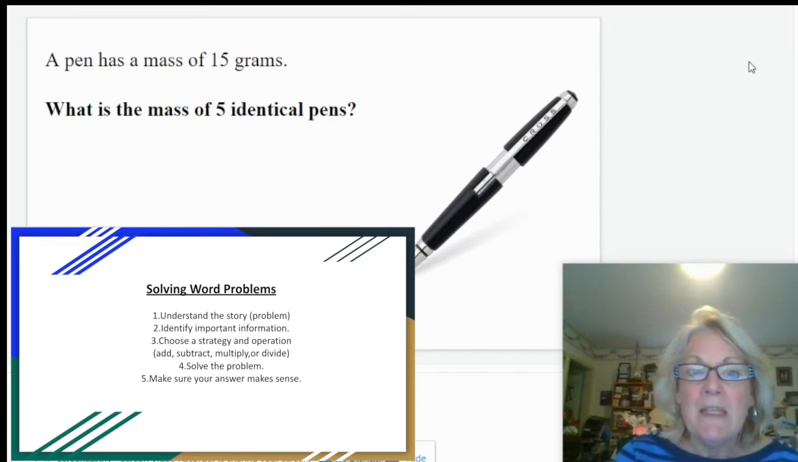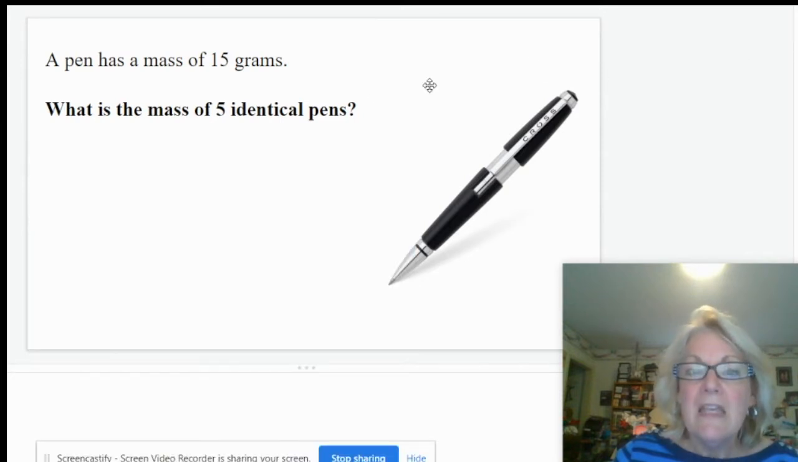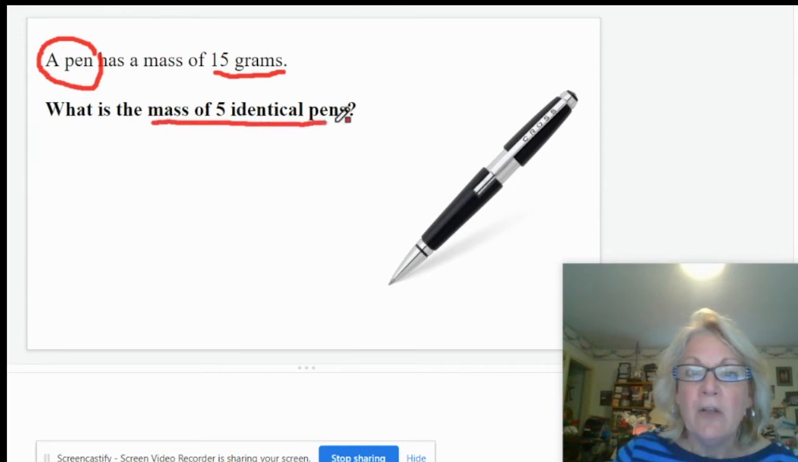Our second step is to highlight and underline and circle the important information that we'll need. So I'm waiting for you to shout out to me what are some of the things I should circle and underline. Yes, very good. So we have 15 grams. Oh, I love that someone noticed it's just for a pen, which would be 1 pen. Oh, and then our question, we're looking for the mass of 5 identical pens. And identical would be the same, just like in our last word problem.